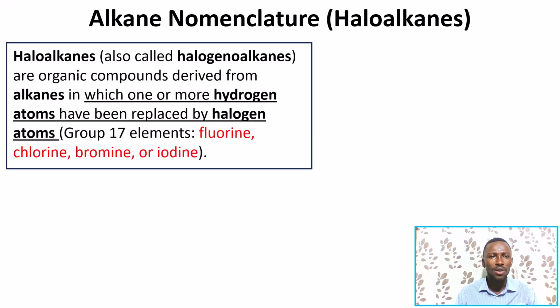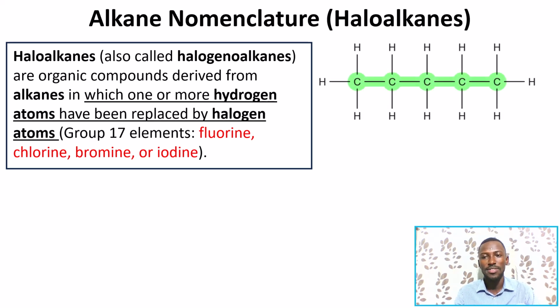What exactly are haloalkanes? You see, haloalkanes are also known as halogen alkanes. They are organic compounds derived from alkanes in which one or more hydrogens of the alkane has been replaced by a halogen atom. And when we are talking about halogen atoms, we are referring to group 17 elements like fluorine, chlorine, bromine, iodine.